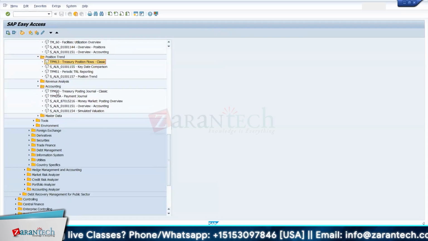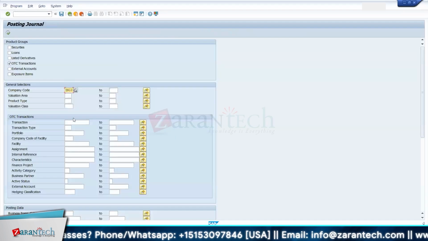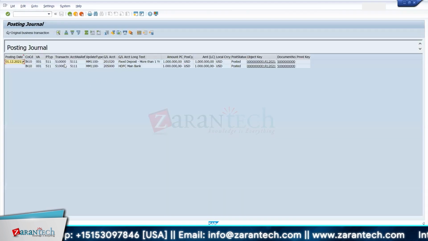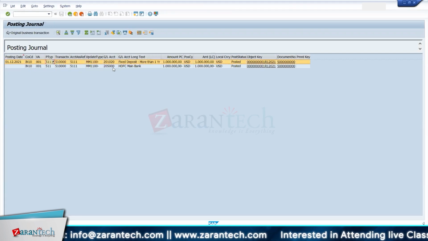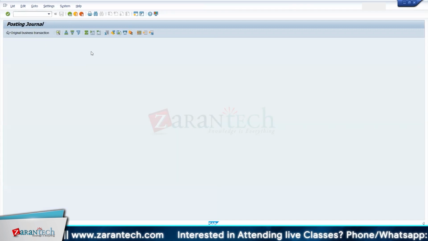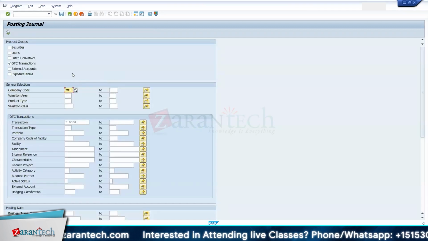So now if you want to see the accounting which has been posted, then go to the TPM20 transaction code. Here you will get the complete accounting journal detail. So this is the finance document number. This is the object key, and this shows which account is debit and credit. You will get that flow here. Okay. So this is one basic flow of the treasury module.